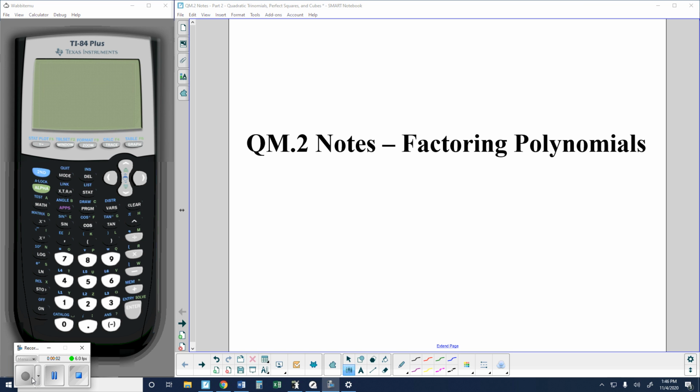Welcome back to the continuation of our QM2 notes, where we have been talking about factoring polynomials. In the first lesson, we took a look at using the greatest common factor and factoring by grouping. Now we are going to start by factoring quadratic trinomials.